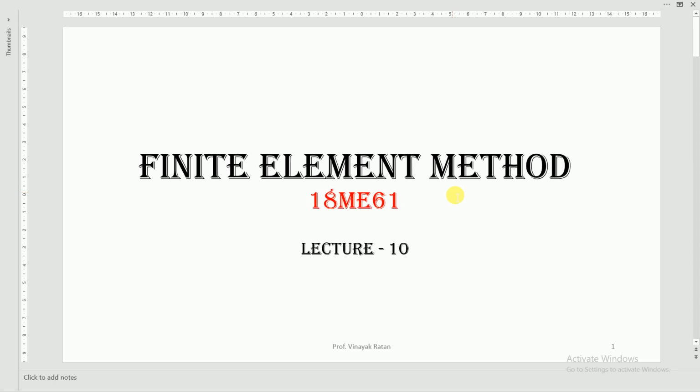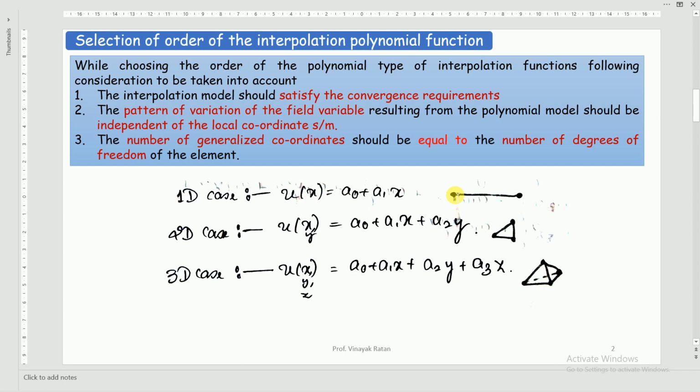Now today we'll move further. In yesterday's class you have gone through simplex elements, right? What are simplex elements? Those contain only boundary nodes and have only constant and linear terms in the polynomial equations. So all those three equations are written on your screen for the 1D case, 2D case and 3D case. So u of x equal to a0 plus a1x is your 1D simplex element, a linear equation, and this is your 2D element with its polynomial equation, and similarly for the 3D element, a0 plus a1x plus a2y plus a3z.